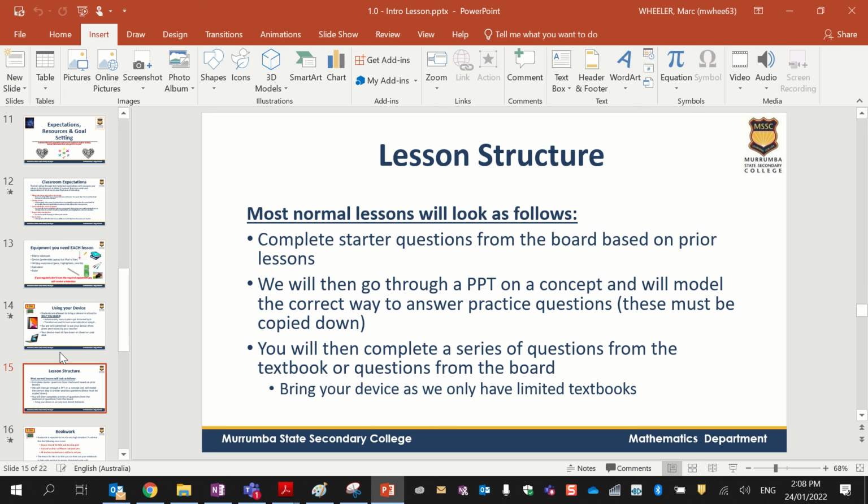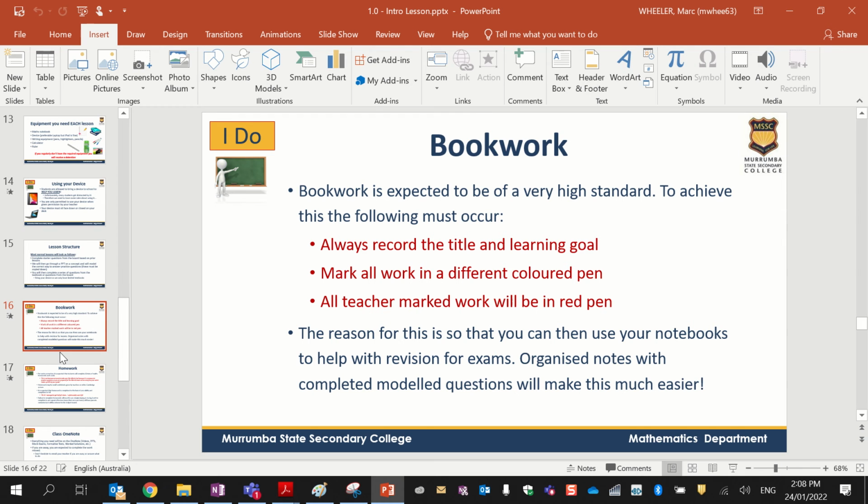Then we'll go through a PowerPoint on a new concept, and we'll model the correct way to answer these questions. And you must copy this in your notebooks. And then we'll give you a series of questions from the textbook or from the board for you guys to practice. So that's the way most lessons will run.